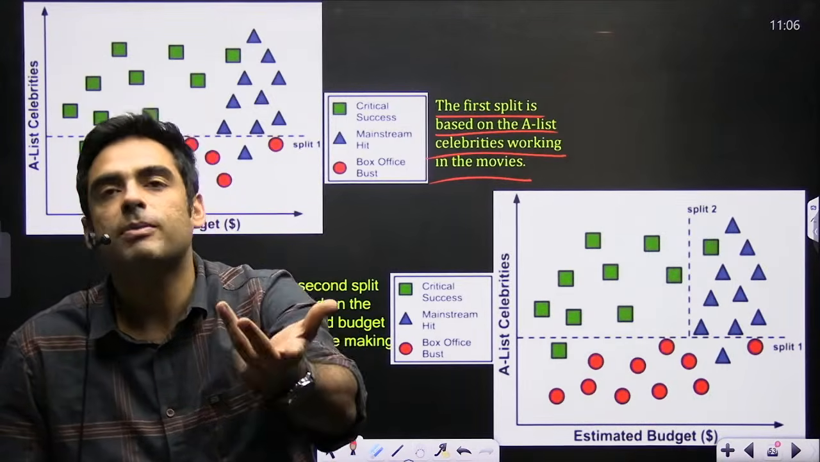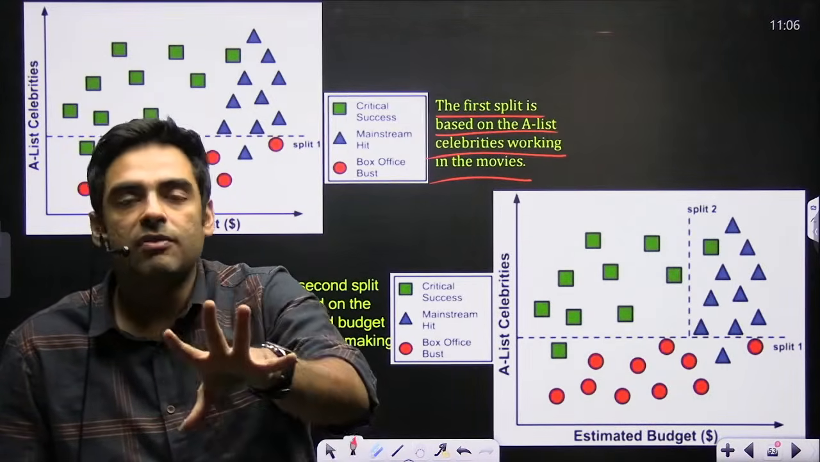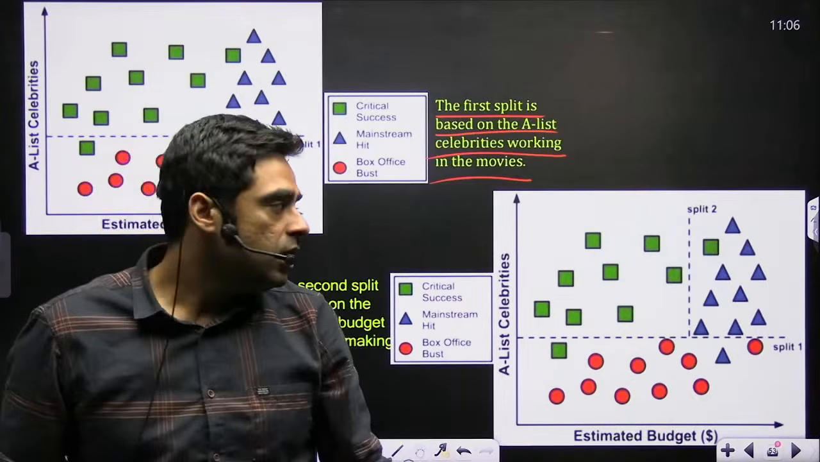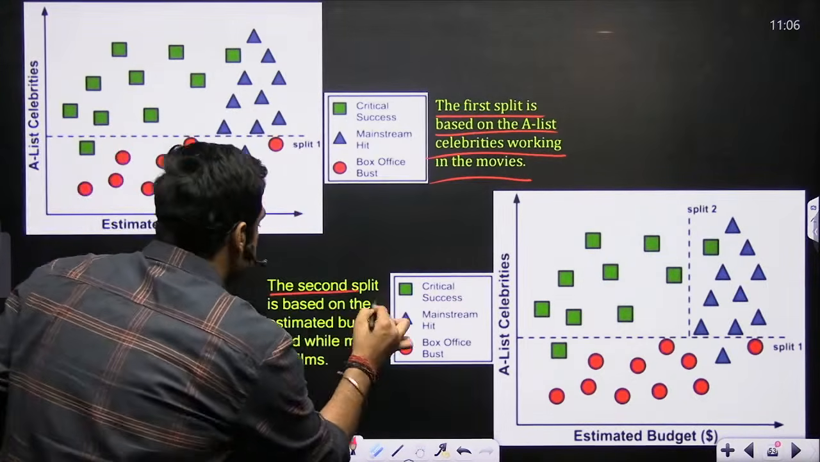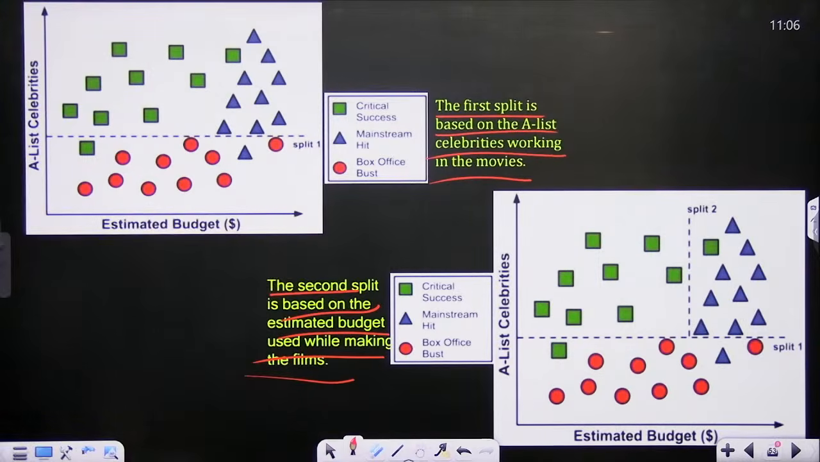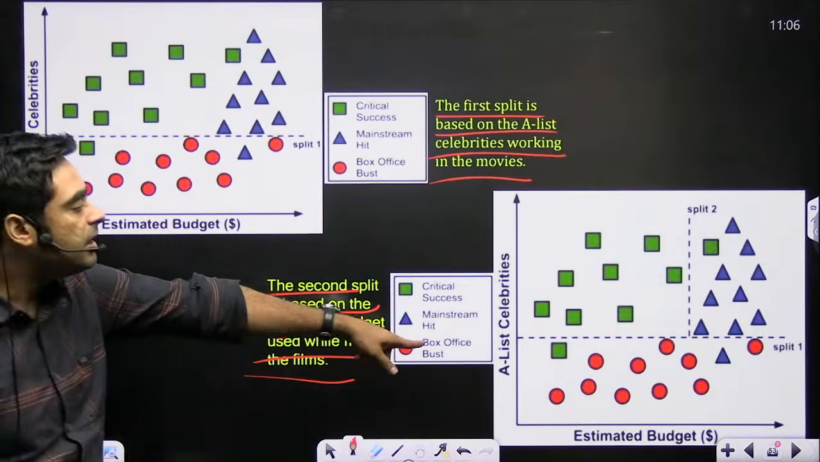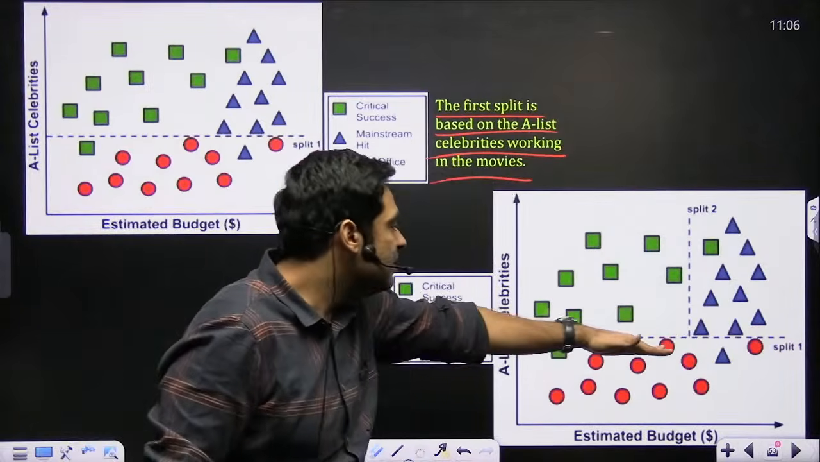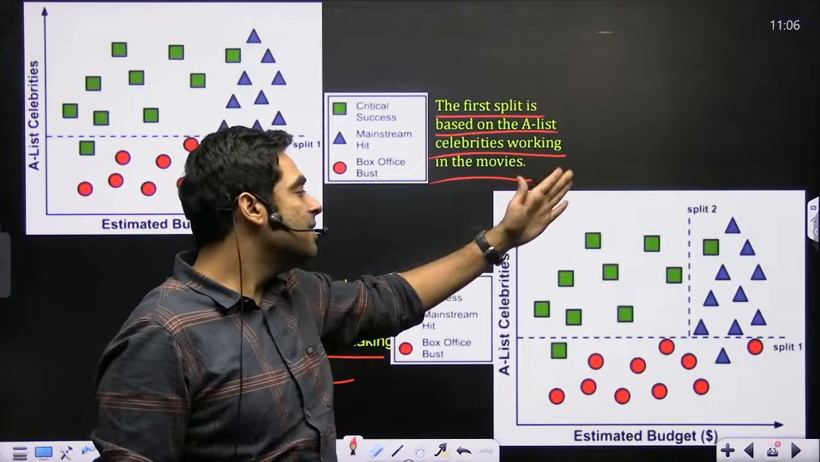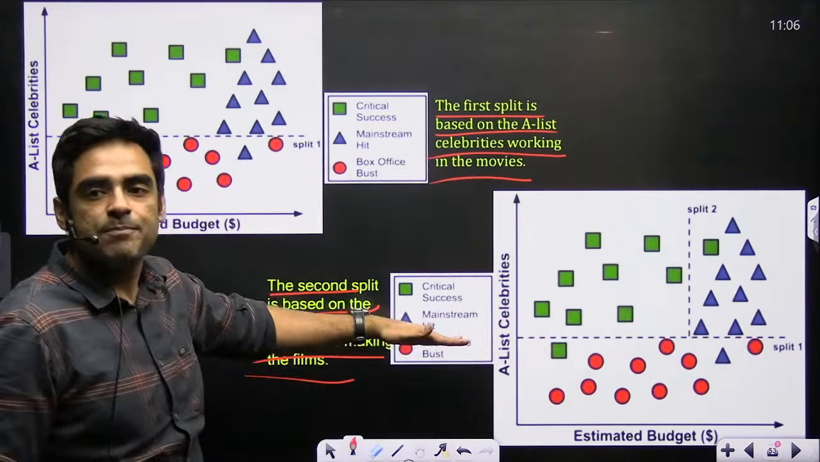But we have a number of methods to handle this while fitting the data. We have a number of methods for how to fit it. Okay, I'll just tell you. But yes, the second split is based on what? It is the estimated budget while making the film. So this is my second split and this is my first split.